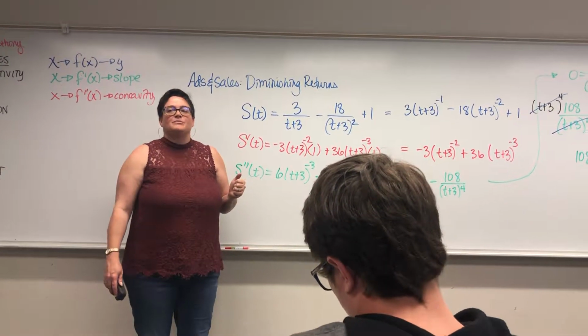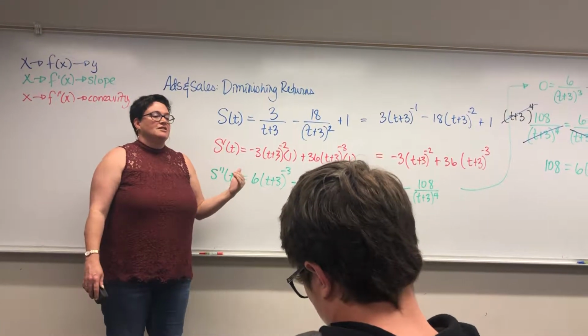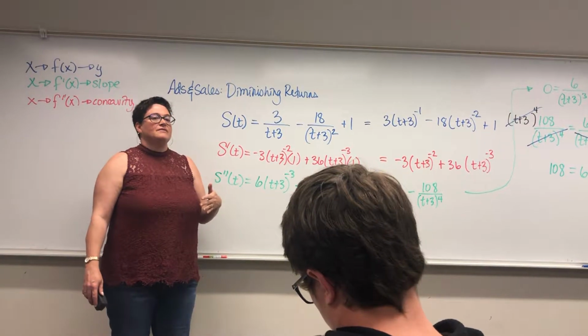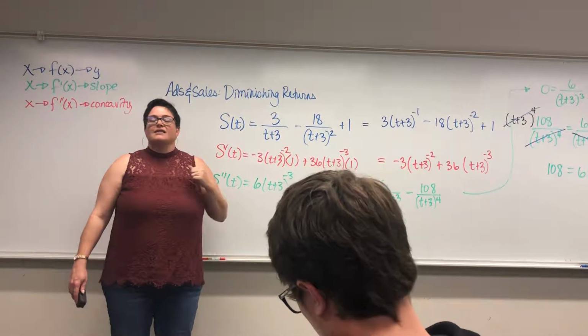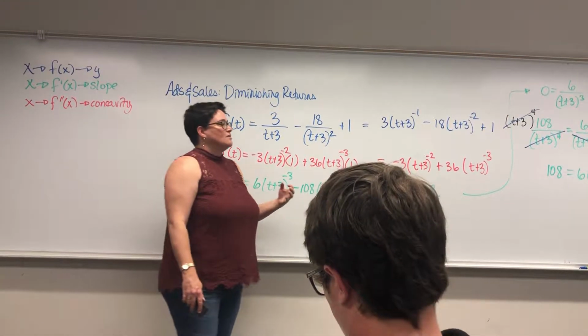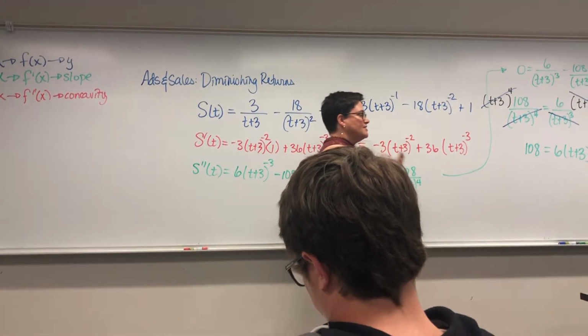If you want to find the point of diminishing returns, that's your procedure. It's like finding a max or a min using the derivative. Take the derivative, set it equal to 0, solve for x. It's the same procedure, except now you're looking for a change in concavity instead of a change in slope.